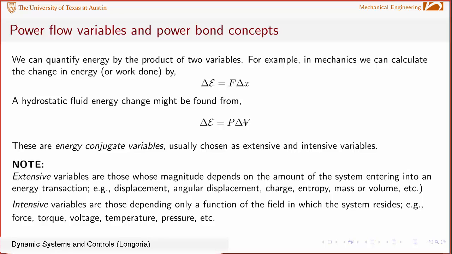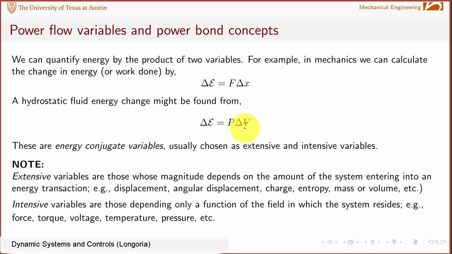Okay, so now let's continue our discussion on how we're going to use energy and power flow in practical system modeling. First, consider the types of variables that need to be used. We know that we can quantify energy by the product of two variables. So, for example, in mechanics, we can calculate the change in energy or the work done as the force times some change in displacement. Say, like if you had a spring and you compress that spring, you could calculate the change in energy stored by this pair of what we'll call conjugate energy variables.